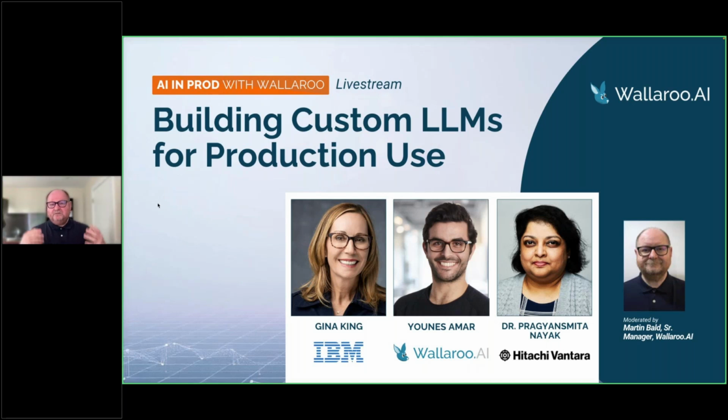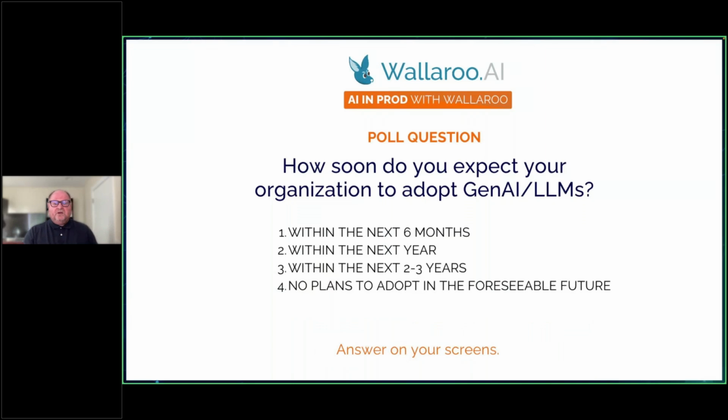Now, before we get into each of the short panel presentation sessions, what we're going to do is have a quick poll question, as I mentioned, just so we can get a benchmark of where everybody is on the production AI spectrum. If you'd like to put up the poll question, please. And so what we're looking to answer here is how soon do you expect your organization to adopt GenAI or LLMs? Could be within the next 6 months, the next 12 months, the next 2 to 3 years, or you might not have plans at all. So we're seeing some responses.